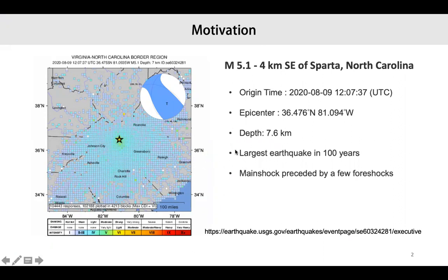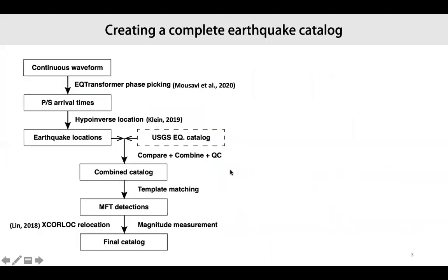Motivated by this uniqueness of this earthquake, this study aims to take a careful look at the whole sequence, which will help us to better understand the seismogenic process in this intraplate regime. To do so, we first need a complete earthquake catalog. We put together various detection methods and tools to make a high-quality catalog, and here is the workflow.